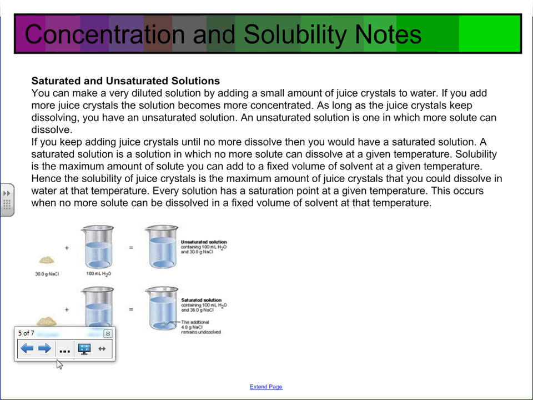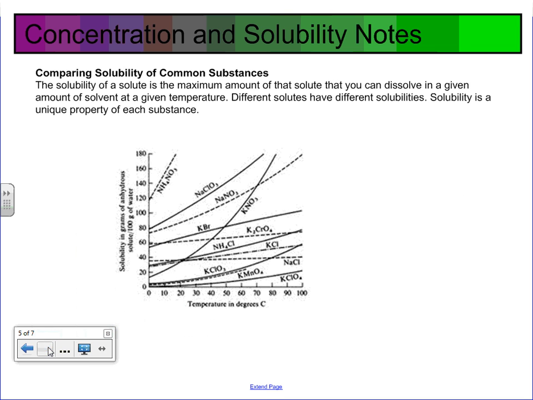Solubility is the maximum amount of solute that you can add to a fixed volume of solvent at a given temperature. Hence, the solubility of juice crystals is the maximum amount of juice crystals that you could dissolve in water at that temperature. Every solution has a saturation point at a given temperature. This occurs when no more solute can be dissolved in a fixed volume of solvent at that temperature.